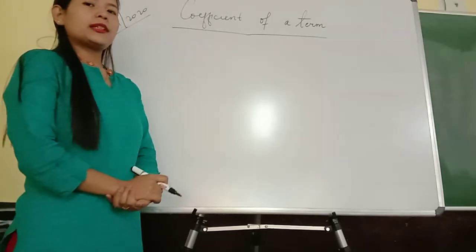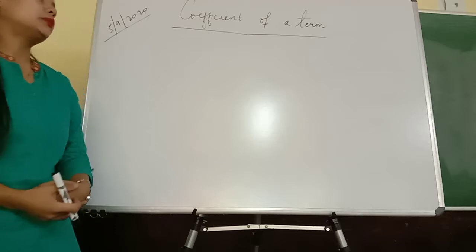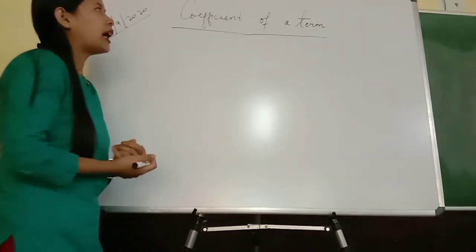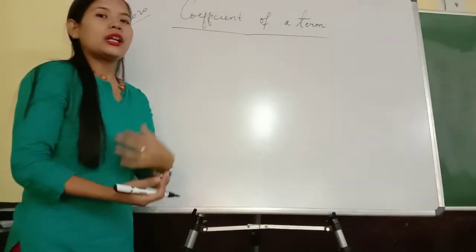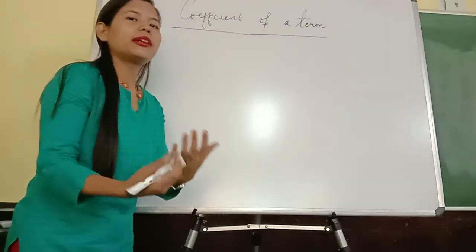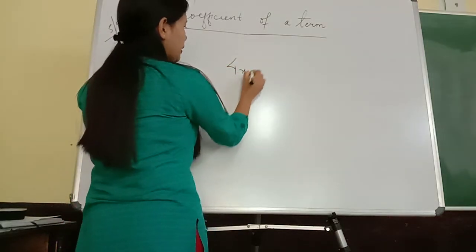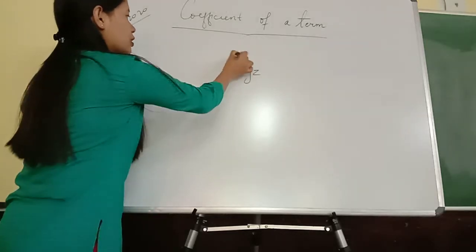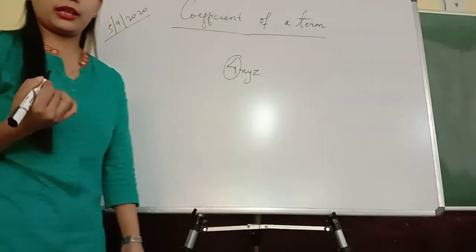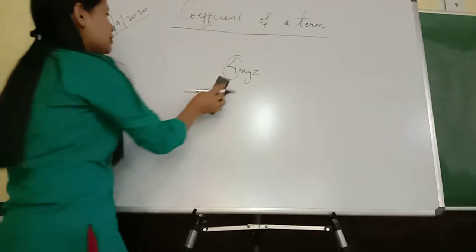Hello children, in this video we will be learning what is a coefficient of a term. Generally we have a notion in our mind that coefficient means just the thing that comes in the front of a term. Suppose I say this is my term and I ask what is the coefficient, then we tend to believe that just 4 is the coefficient. But it is not. We will be learning a new concept of coefficient.